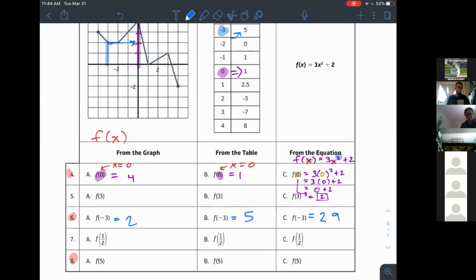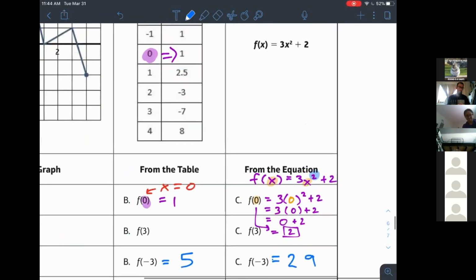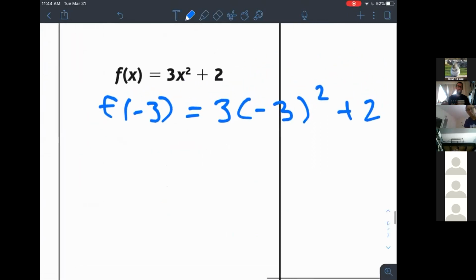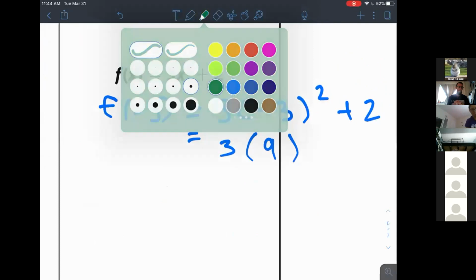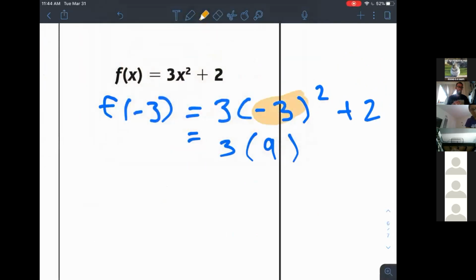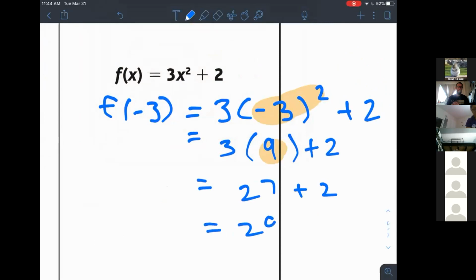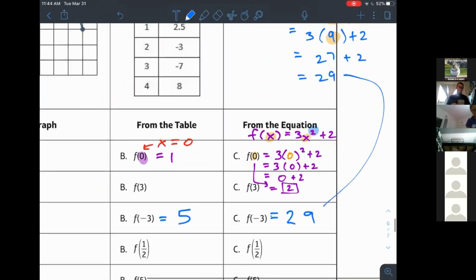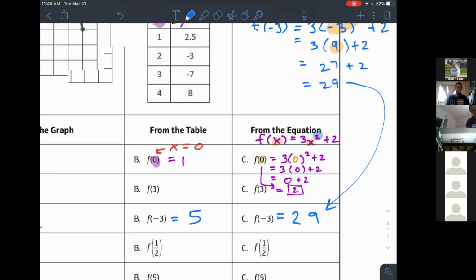And then the last one, part C, he evaluated f of -3, and he did PEMDAS, meaning 3 times x squared plus 2, but now x is no longer an x, it's a -3. So he did exponent first. What is -3 times -3? 9. Again, what he did there is he did exponent first, -3 squared, gave him 9. And then he did multiplication. 3 times 9 is 27. And then addition, 27 plus 2 is 29. Right on.